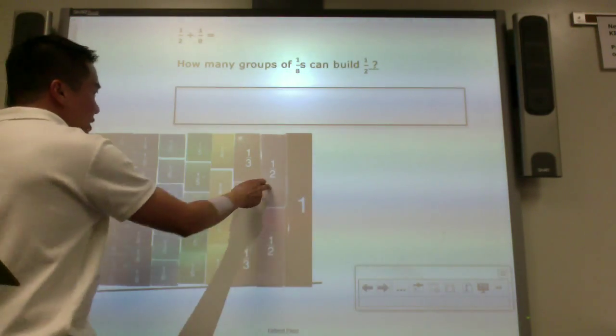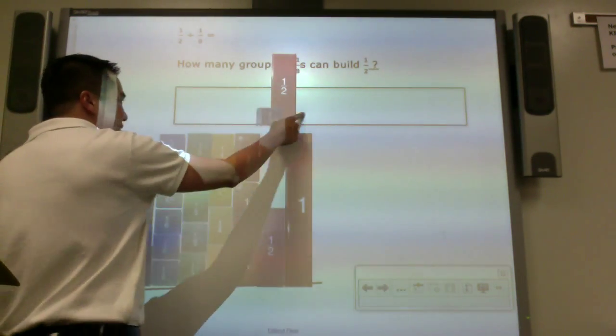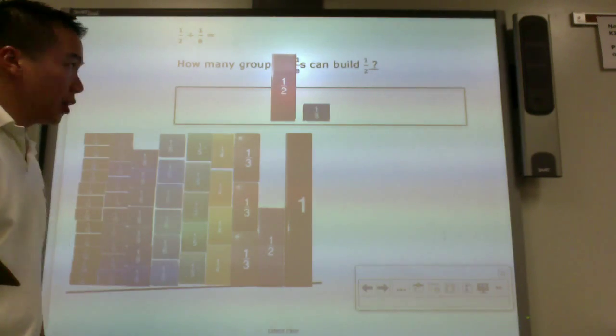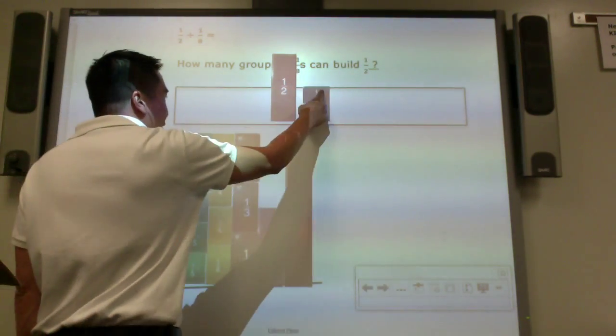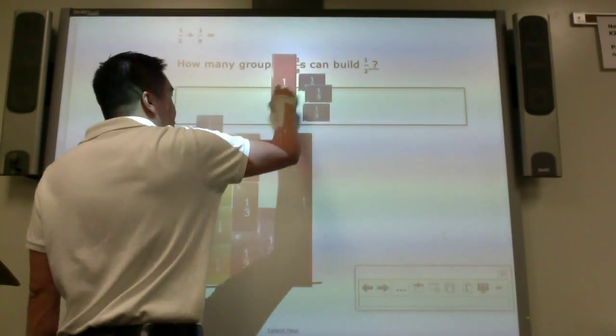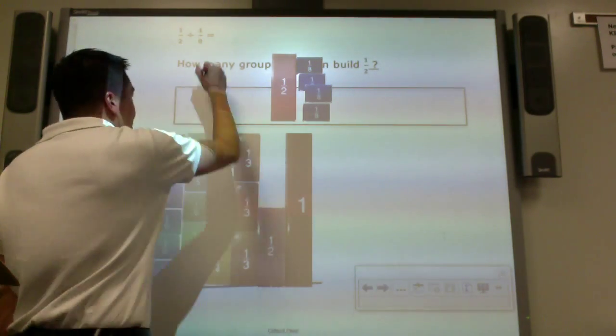And last but not least, you have a half. How many eighths do you think will go in here? Can I rename the half? I see 4 groups of 1/8, so it's 4.